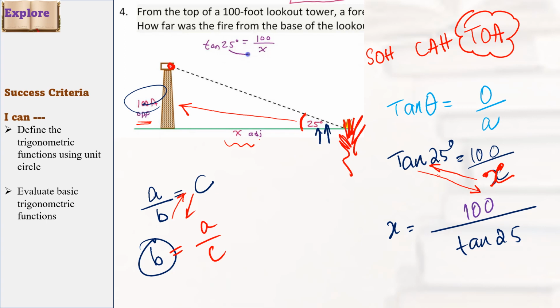Now make sure that the calculator is in degree mode. Sometimes, but most of the time, students do not take care of this degree and radian. So 100 divided by tangent 25 degrees. So the answer is 214.451, and they are asking me to find out the distance in feet.